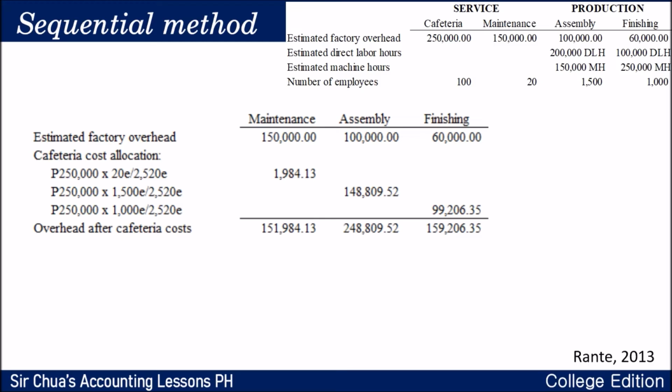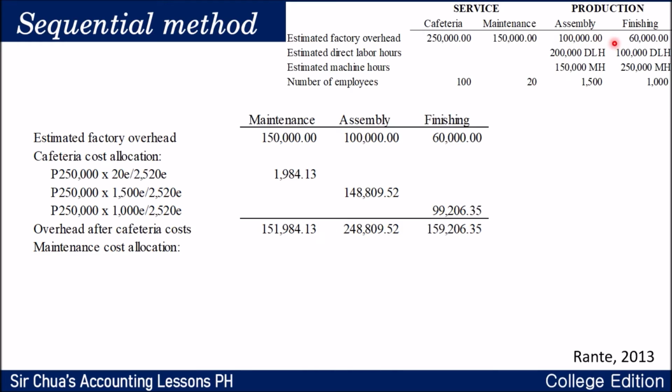Get po muna natin yung total after po nating i-allocate si cafeteria cost. Okay? So, this is for your maintenance, this is for your assembly and finishing. Okay? Ngayon po, pag sequential method, dahil nabahagi na po natin si maintenance ng cost galing kay cafeteria, ang gagamitin po natin is hindi na po yung 150,000 yung i-allocate natin. What we will be allocating is the overhead after we have already allocated the cafeteria cost. Okay? Now, remember that the allocation of maintenance cost is based on factory overhead. However, we are now only talking about the production process here, which is 100,000 and 60,000. So, your base would just still be 160,000. Okay. So, for distribution po natin yung 151,984.13.